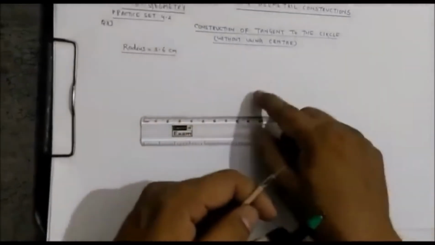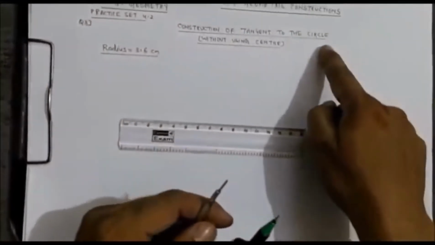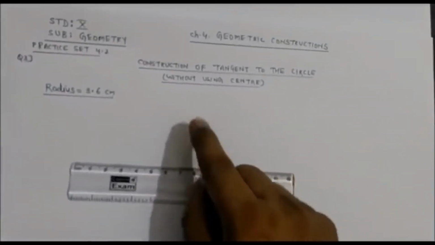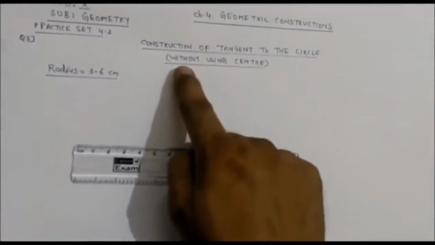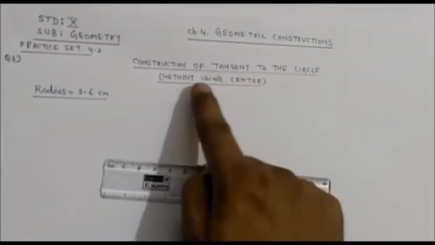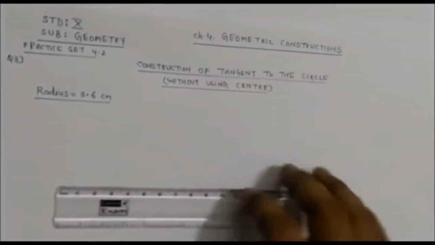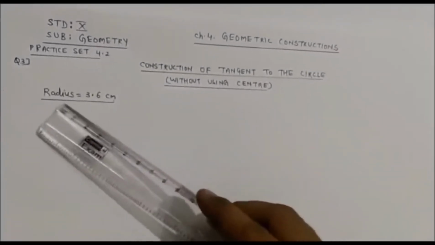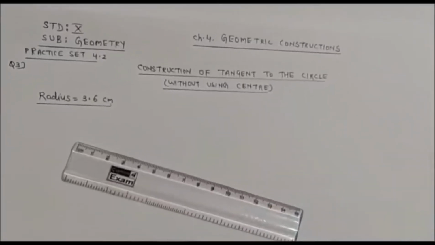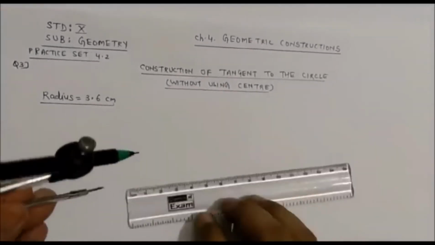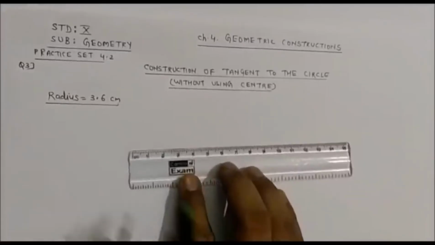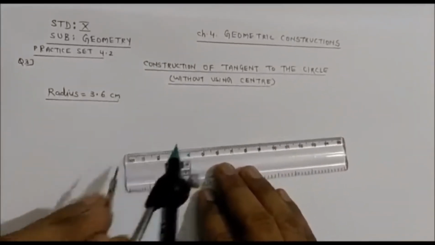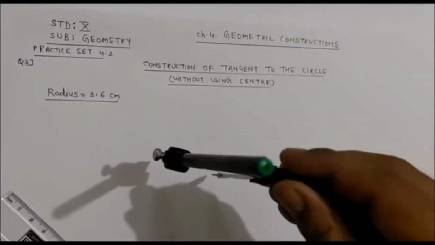So today in the construction of tangent to the circle, we are going to draw a tangent to the circle without using the center. Okay, without using the center of the circle we have to construct a tangent. In practice set 4.2 question 3, the radius of the circle is given as 3.6 centimeter. So we'll take the radius as 3.6 centimeter on the scale, and we'll draw a circle.